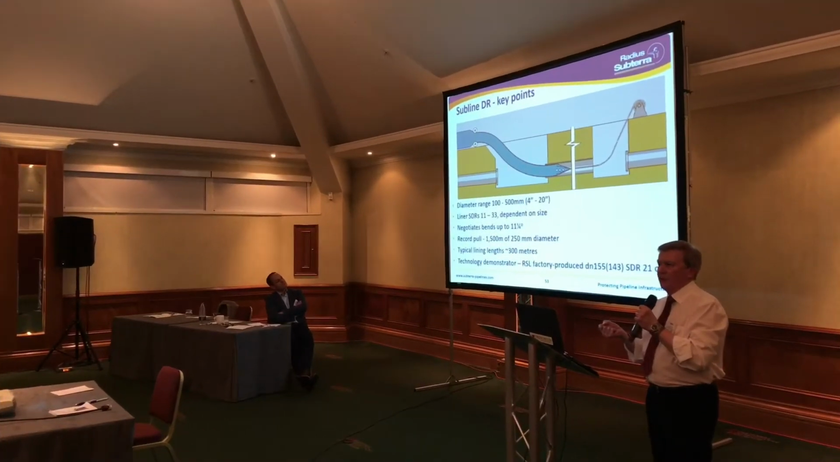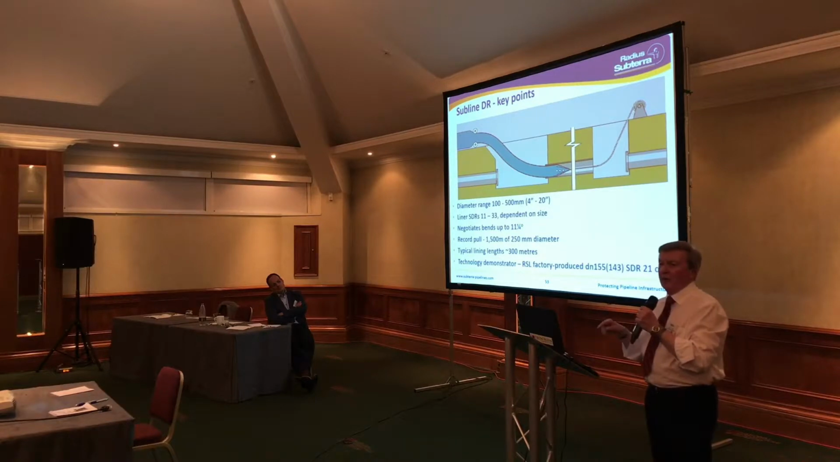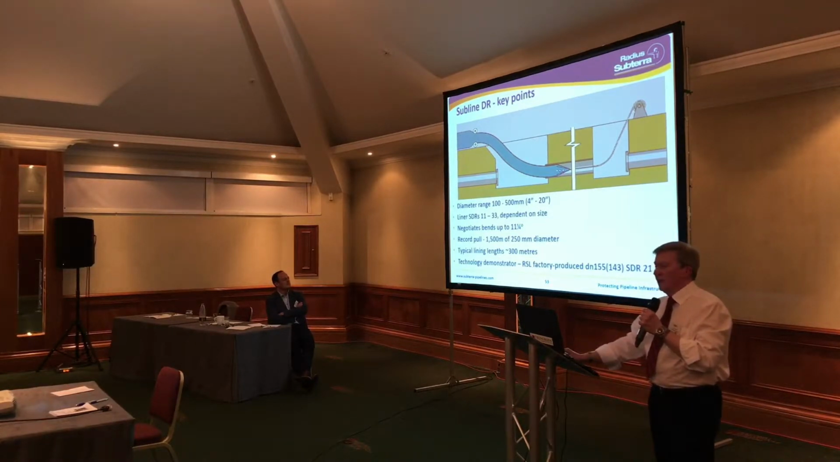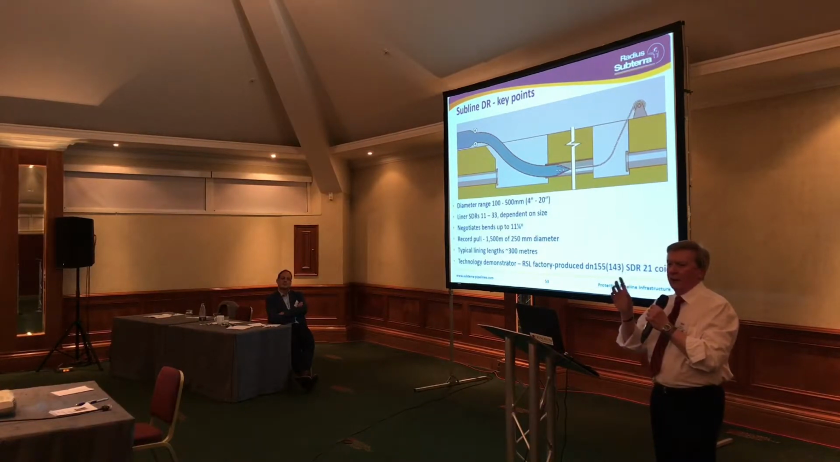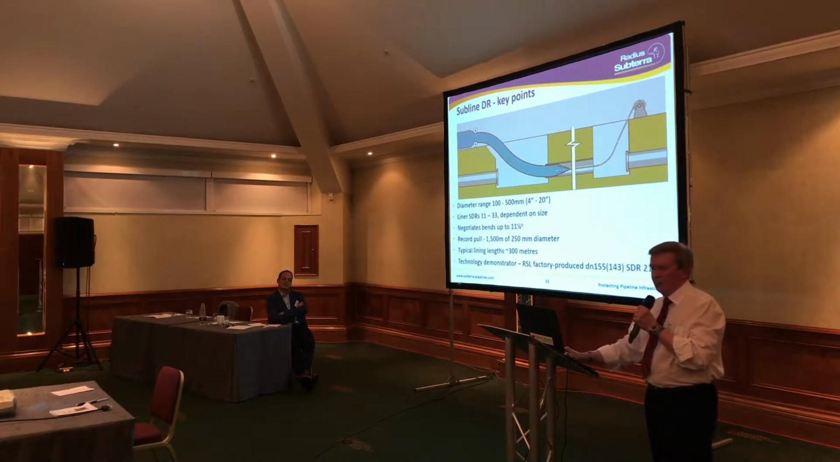The technology is certainly available for 6-inch diameter, starts out life as DN155 SDR21. The factory roll down brings it down to 143 SDR17, so it can be coiled, and it's ideally suited to lining 6-inch cast iron pipes, which actually fall very awkwardly in terms of diameter between two different standard polyethylene pipe sizes.